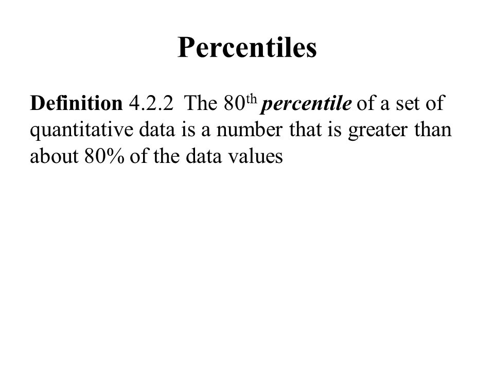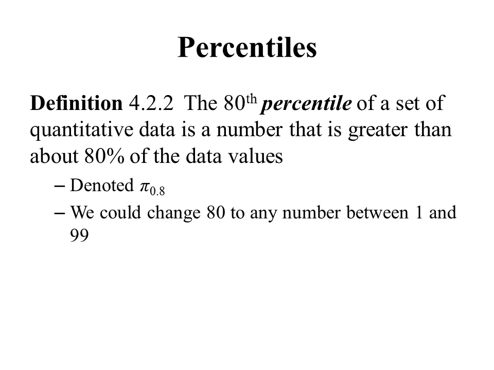Now, another type of summary statistic that we can calculate are called percentiles. And so let's define the 80th percentile: the 80th percentile of a set of quantitative data is a number that's greater than about 80% of the other data values. And an 80th percentile is denoted pi sub 0.8.